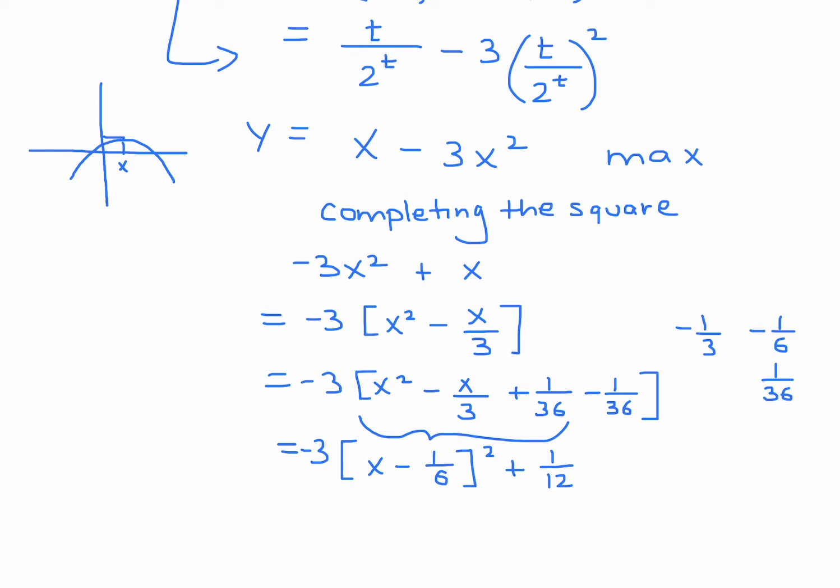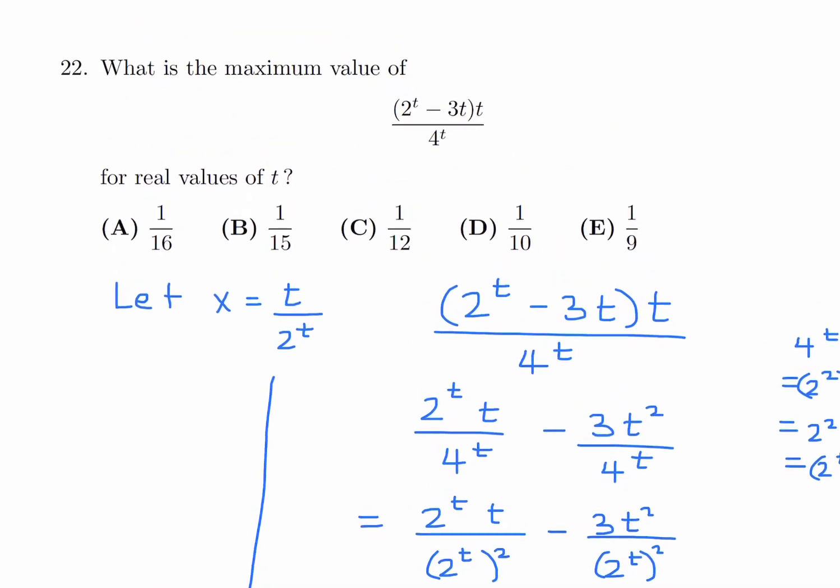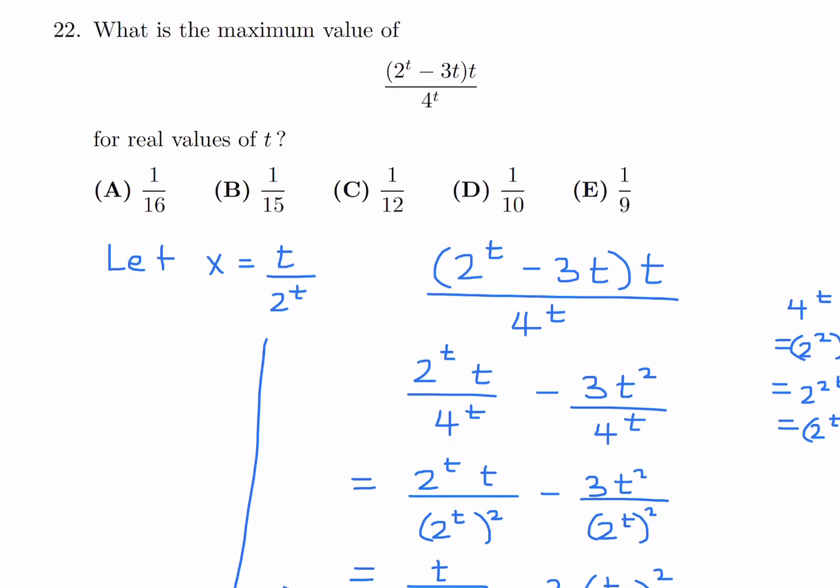So that means, going back to this little graph, when x equals 1 over 6, the maximum value of y is 1/12. When x equals 1 over 6, this whole thing vanishes. It just becomes 0. And what you're left with is 1 over 12, which is the max. So there we go. Very nice question. Number 22, the answer is C.